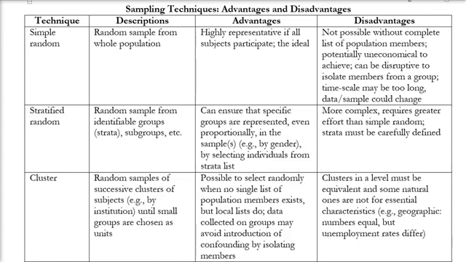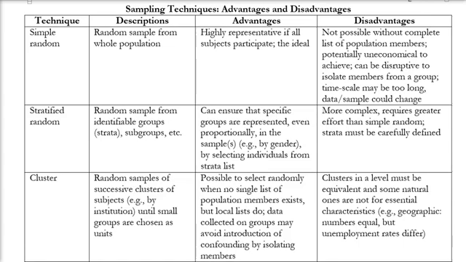Disadvantage: not possible without a complete list of population members. So you should have a complete list of the population. And then it can be uneconomical as well. It can be disruptive to isolate members from a group. Time scale may be too long. These are some of the big disadvantages that you need to focus on.